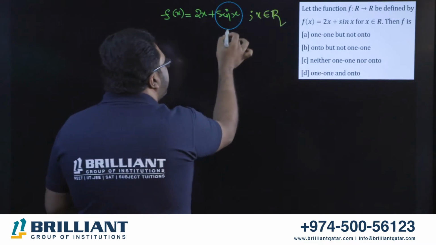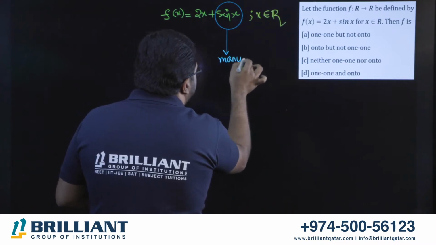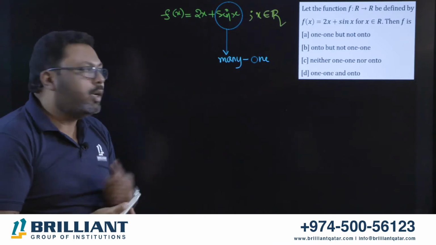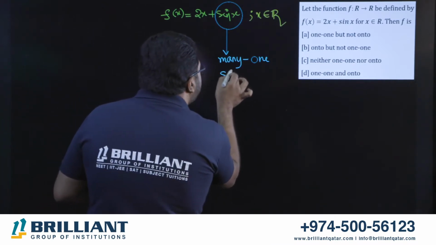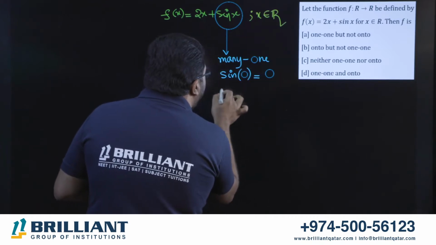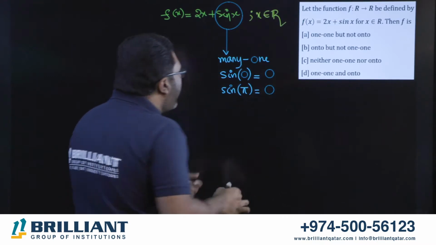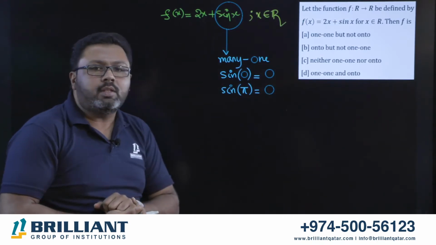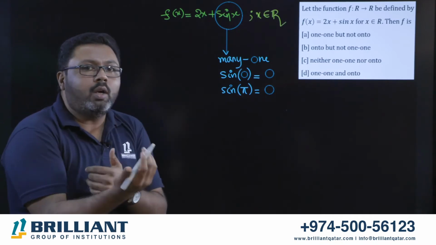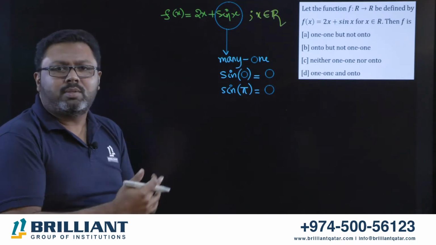Sin x is always a many one function, no doubt. What is the reason? Just think, what is the value of sin 0? Sin 0 is 0 and sin pi also is 0. That means I have the same image for two values of x. So it is not one-one. You would have learned it as not one-one, which is also the same as many one.